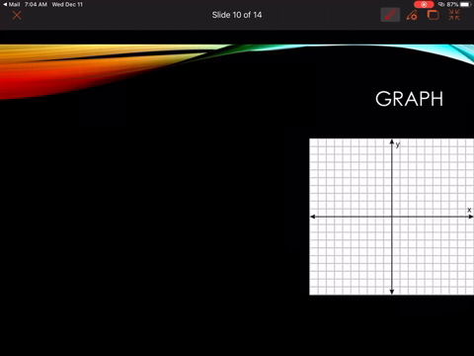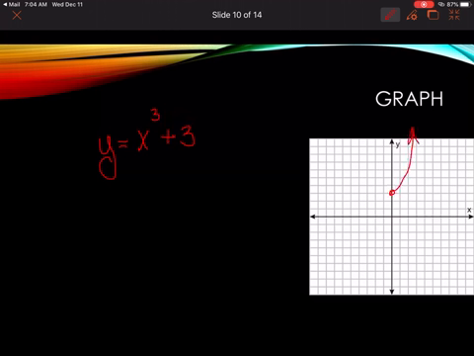So let's do a cubic function. So y equals x to the third plus 3. So that means my swoosh thing is going to start at 3 instead of 0. So we just moved it up 3. So here's your parent function. Moved it up on my y-intercept 3.